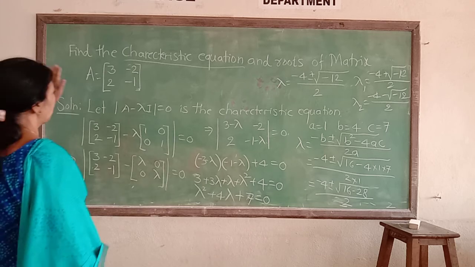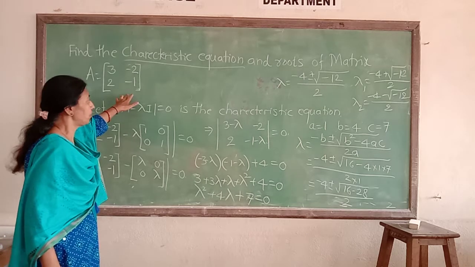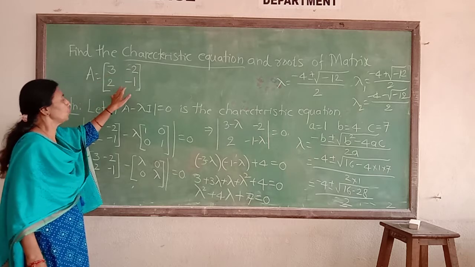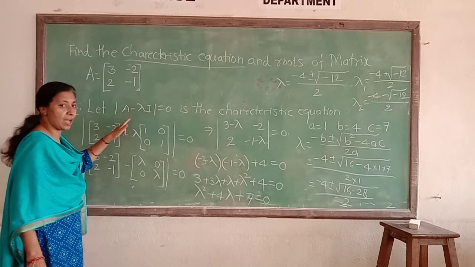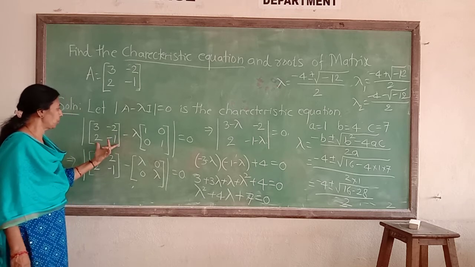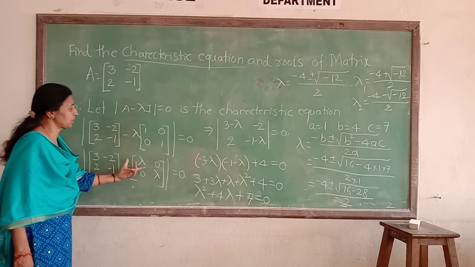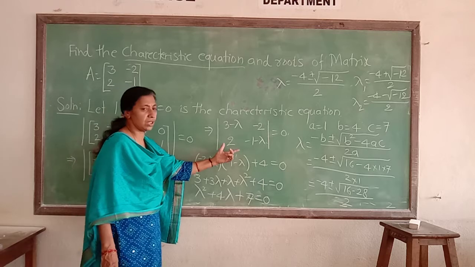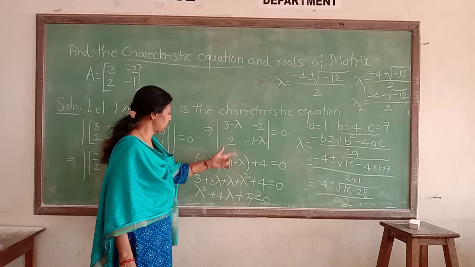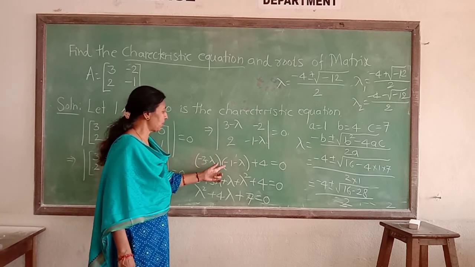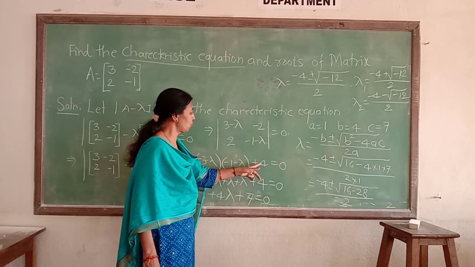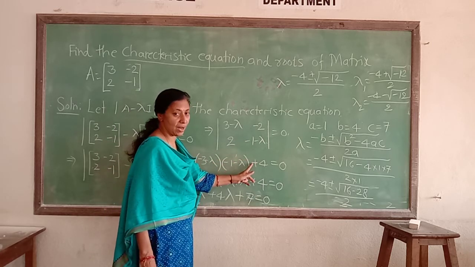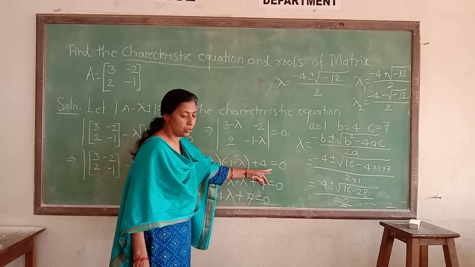Now we are taking another sum of the same type with different numbers. The matrix is 3, minus 2, 2, minus 1, and the characteristic equation is determinant of A minus lambda I equal to 0. Now you have to put the A matrix value. The steps are the same here, only the numbers are different. So cross multiply this: 3 minus lambda, minus 1 minus lambda, minus 2 into minus 2 is minus minus 4, which by the formula becomes plus 4 equal to 0.